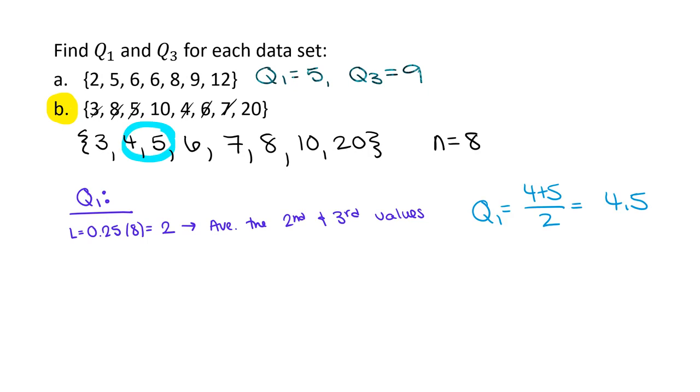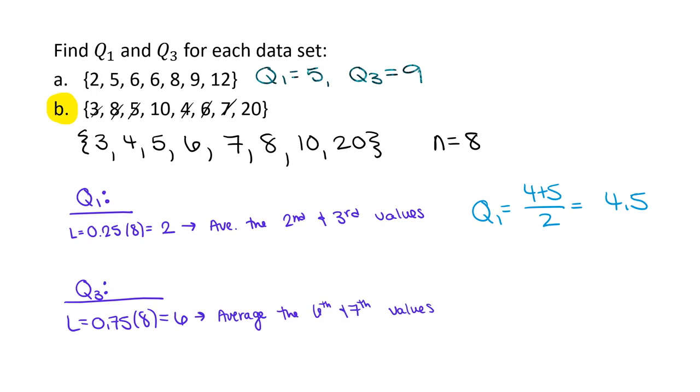So the second and third values are 4 and 5. The average of 4 and 5, 4 plus 5 divided by 2, is 4.5. So there's Q1. For Q3, my locator is 0.75 times 8. That's 6. I got a whole number again. So I'm going to take the average of the 6th and the 7th values. So that was 8 and 10. When I average 8 and 10, I get 9. So Q3 there is 9.